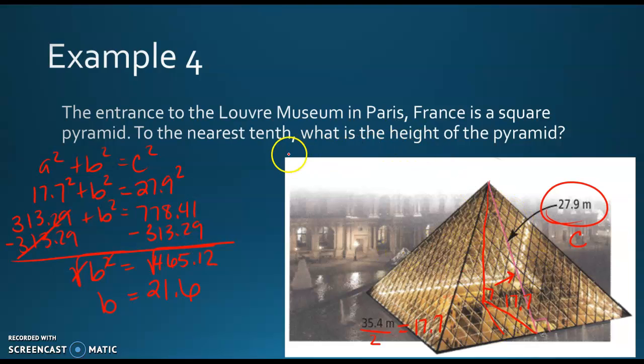If this is hard to see the triangle, what we were doing is, sometimes this helps, draw your own right triangle and relabel that we're looking for the height. So this is our unknown, and this was our 17.7 because that's half of 35.4, and then our C was 27.9. So sometimes making a 2D version of our 3D shape, or of our triangle within that 3D shape, makes it easier to see.